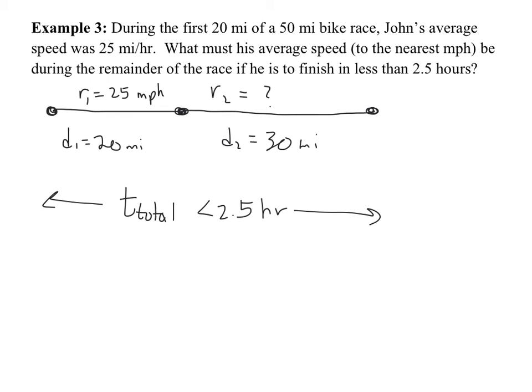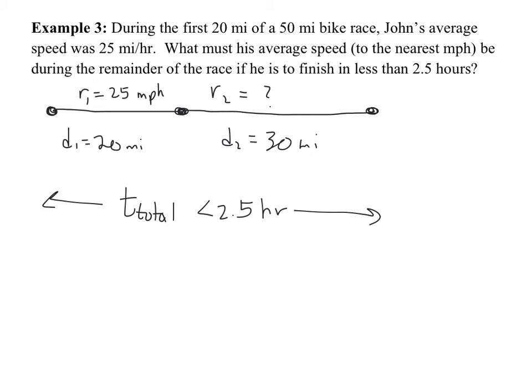And the whole trip can only take how much? 2.5. Subtract. 2.5 minus 0.8 gives you 1.7 hours. Oh my gosh, we did it! Good, that's right. We did it.